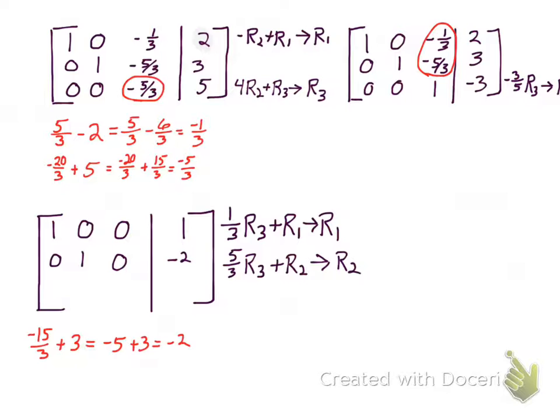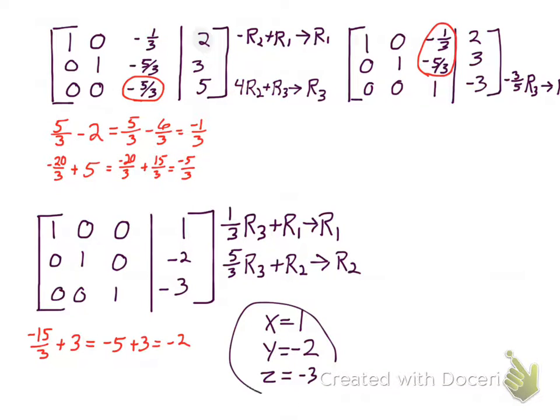Our bottom was already done. 0, 0, 1, negative 3. And that tells me x equals 1, y equals a negative 2, and z equals a negative 3. And we are done.